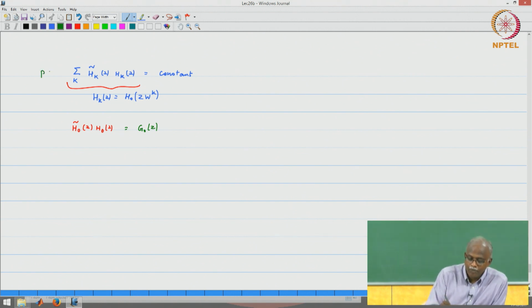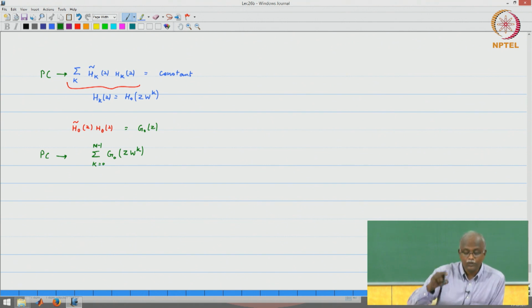So, this is the power complementary constraint. Now, rewrite the power complementary constraint with G0. It will come out to be the summation of G0 of z W to the k, k equal to 0 through m minus 1. Am I correct? Okay. So, what does that make G0? This has to be equal to a constant. So, this means G0 of z must be an mth band filter.